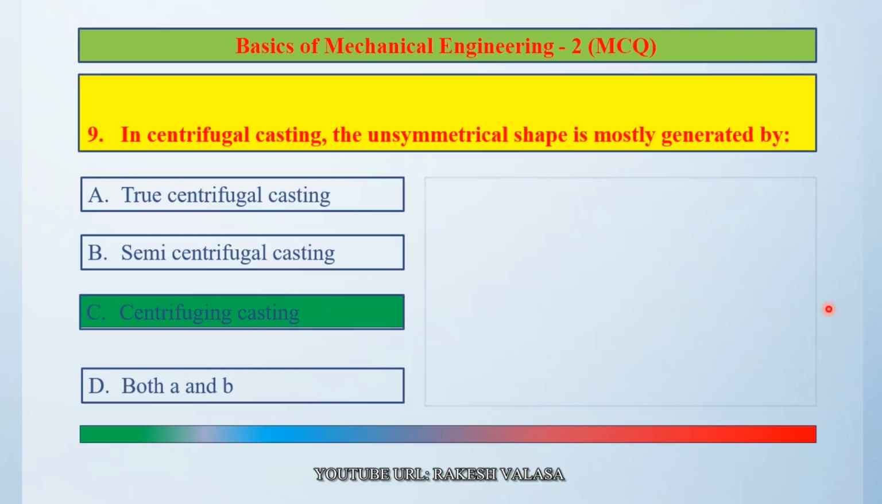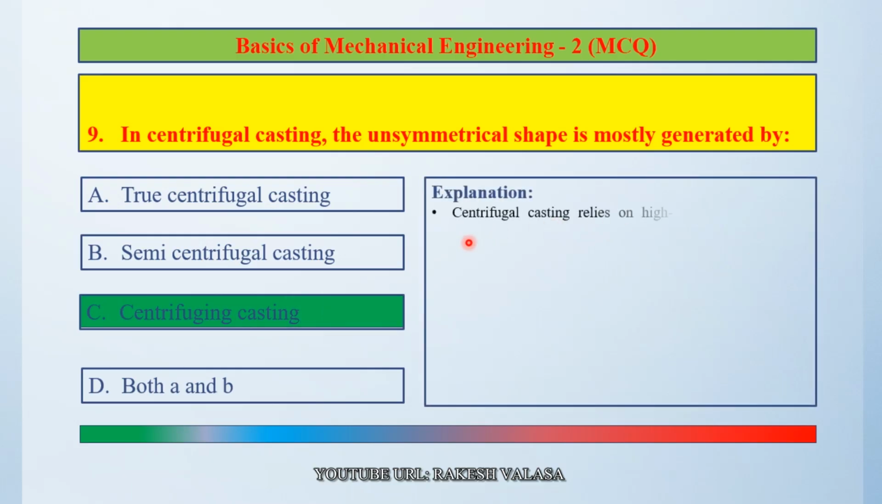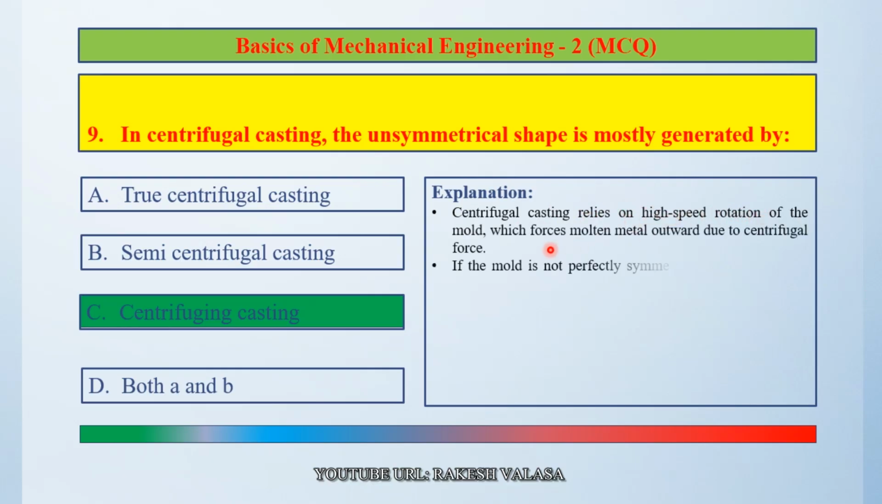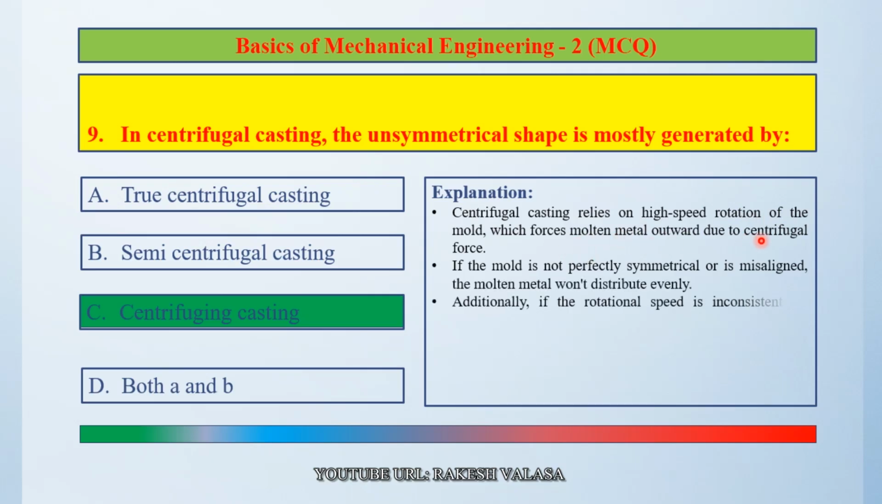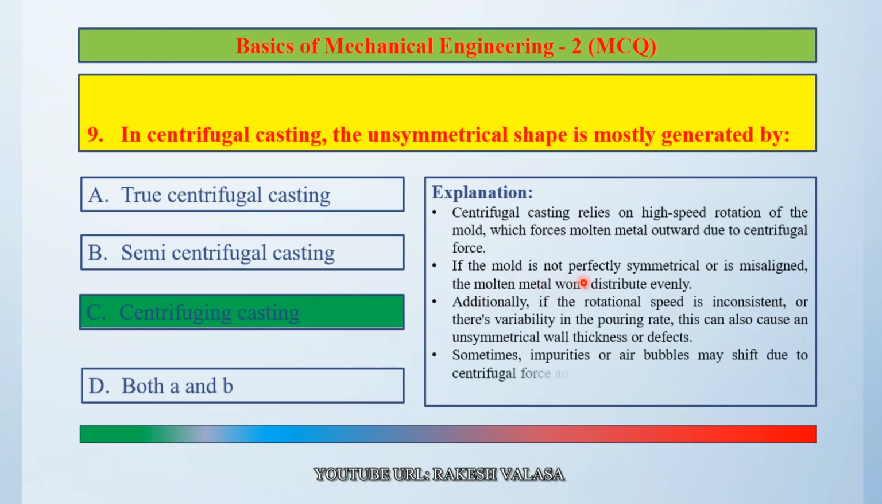Let us see the explanation. Centrifugal casting relies on high-speed rotation of the mold, which forces molten metal outward due to centrifugal force. If the mold is not perfectly symmetrical or is misaligned, the molten metal won't distribute evenly. Additionally, if the rotational speed is inconsistent or there is variability in the pouring rate, this can also cause an unsymmetrical wall thickness or defects.